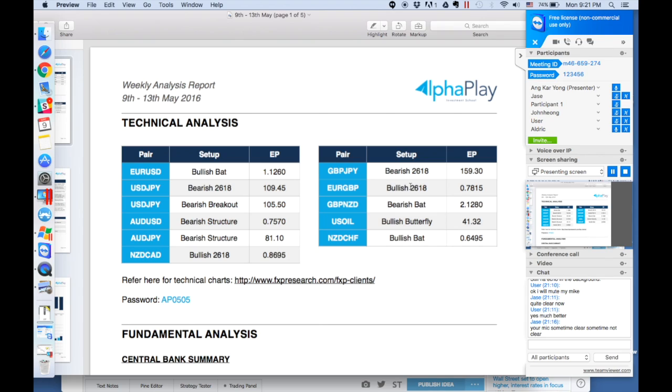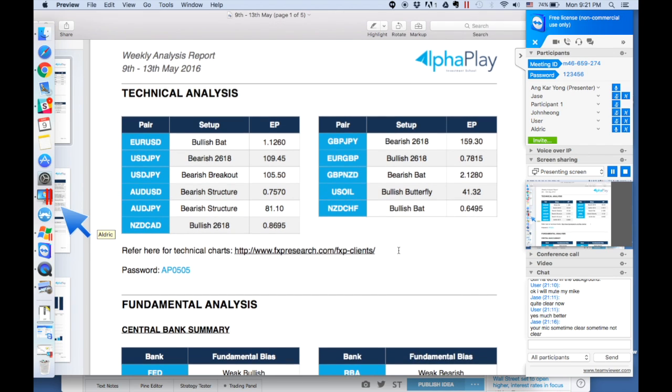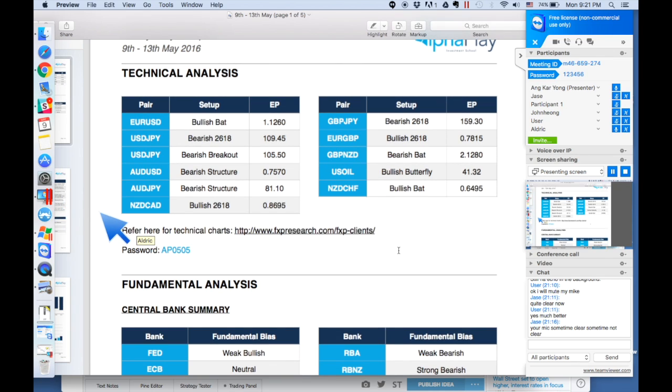Okay, so let me bring you to the chart itself. If you look at this week's signals, we have a few. Not the most in terms of signals for this week, but what we have is a few of it. So let's look at pound kiwi first.